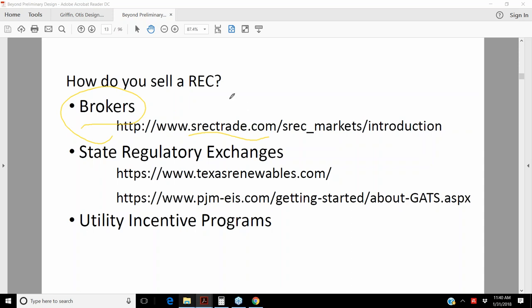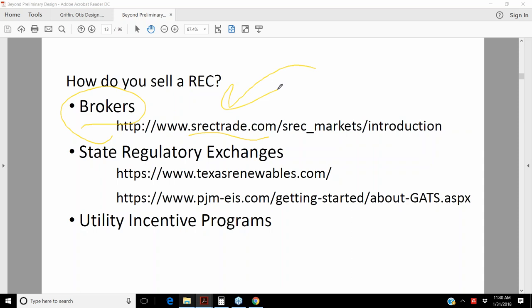These brokers are primarily interested in targeting the most lucrative market. So if you're in a market and you ask, are my SRECs valuable? I would recommend just hopping onto srectrade.com and checking out what markets they participate in, and that's going to tell you your answer pretty quickly.